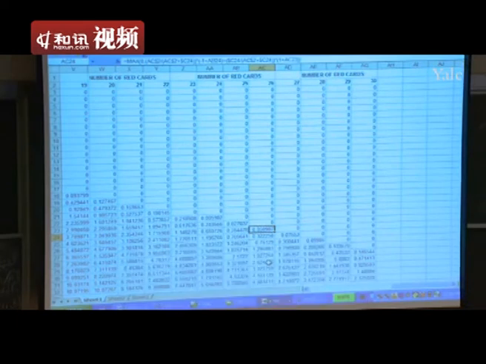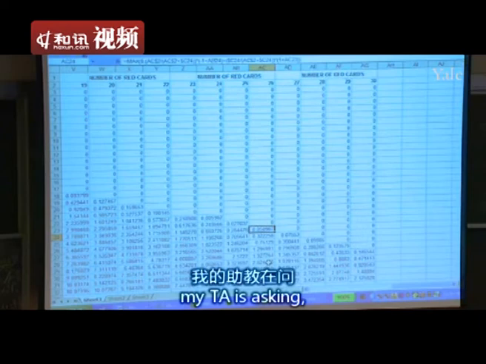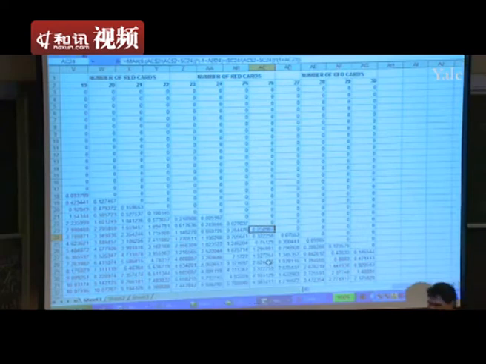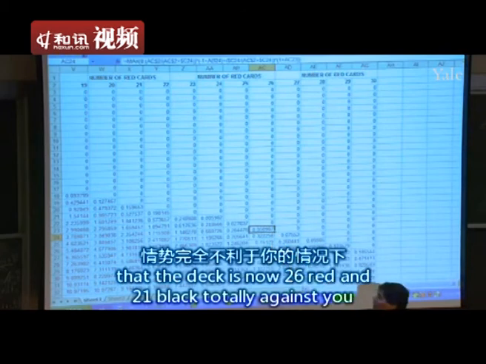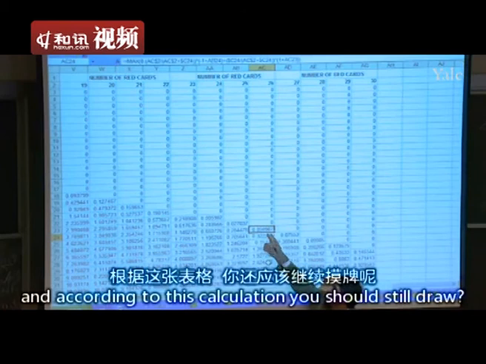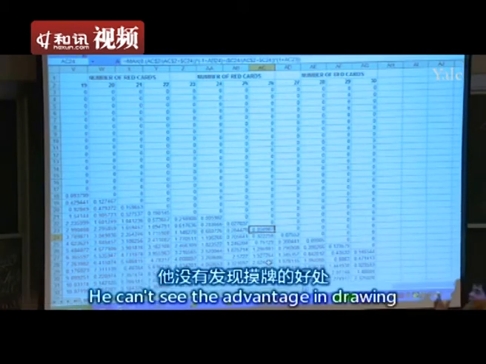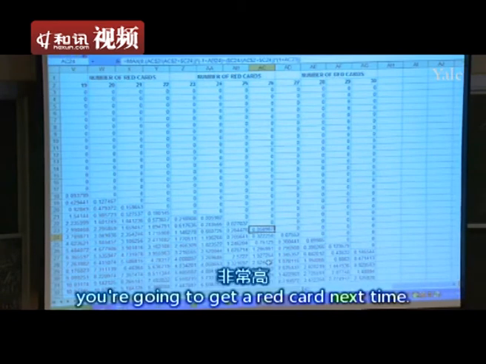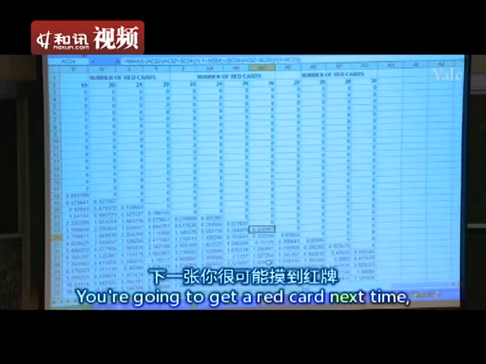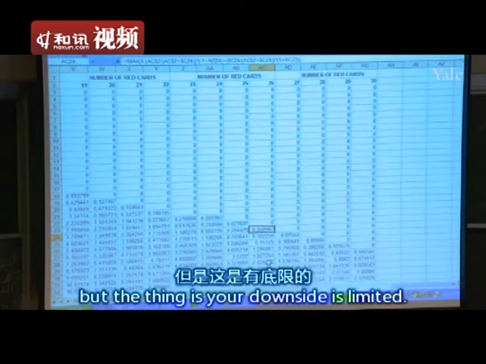So my TA is asking, how could it possibly be that the deck is now 26 red and 21 black, totally against you, and according to this calculation, you should still draw? He can't see the advantage in drawing, because the odds are pretty high you're going to get a red card next time. Okay? Well, that's true. You're going to get a red card next time.